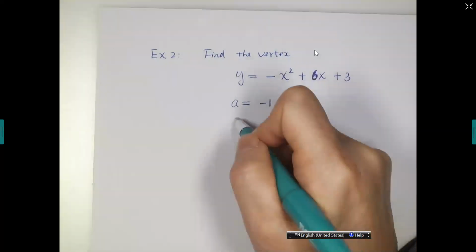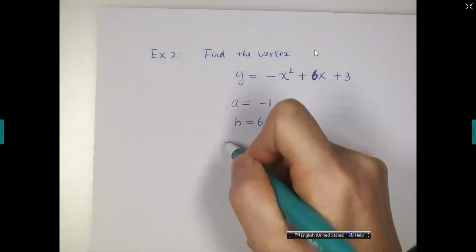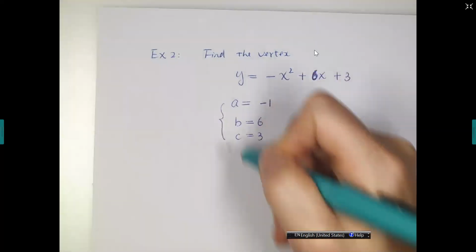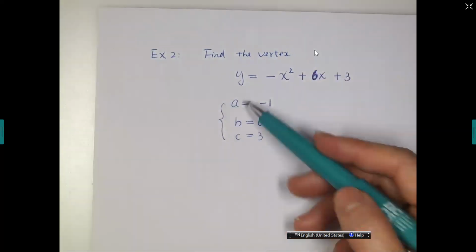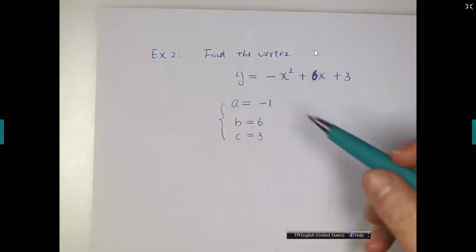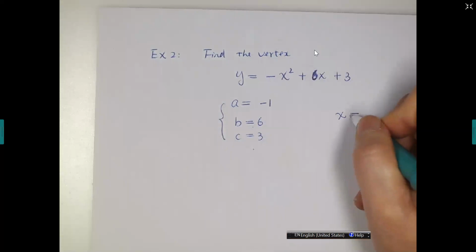What is b? B is the number before x. B equals 6. What is c? C equals 3. So we do not use c for now, but we still write them down. So a, b, c, we know all of them. And then to find the vertex, I'm going to find the x coordinate first.